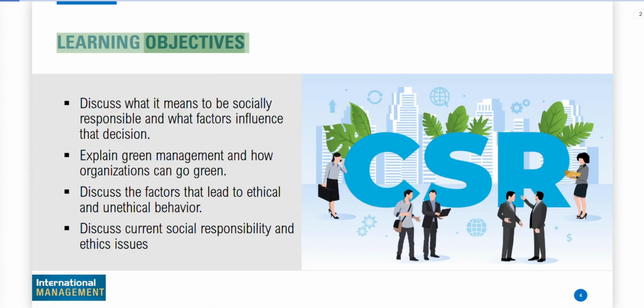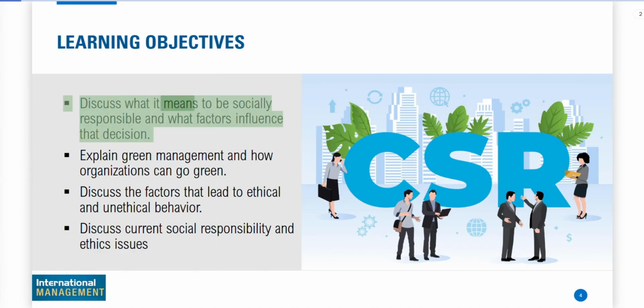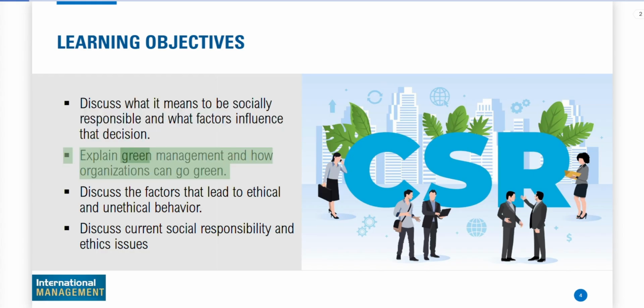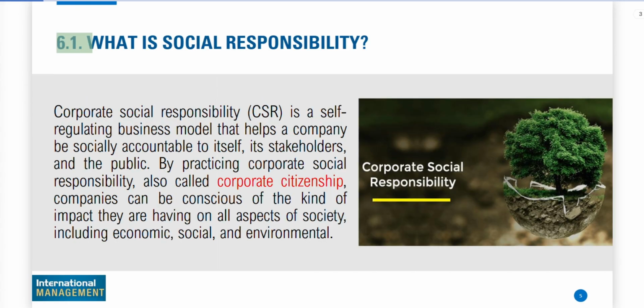Learning objectives. Discuss what it means to be socially responsible and what factors influence that decision. Explain green management and how organizations can go green. Discuss the factors that lead to ethical and unethical behavior. Discuss current social responsibility and ethics issues.